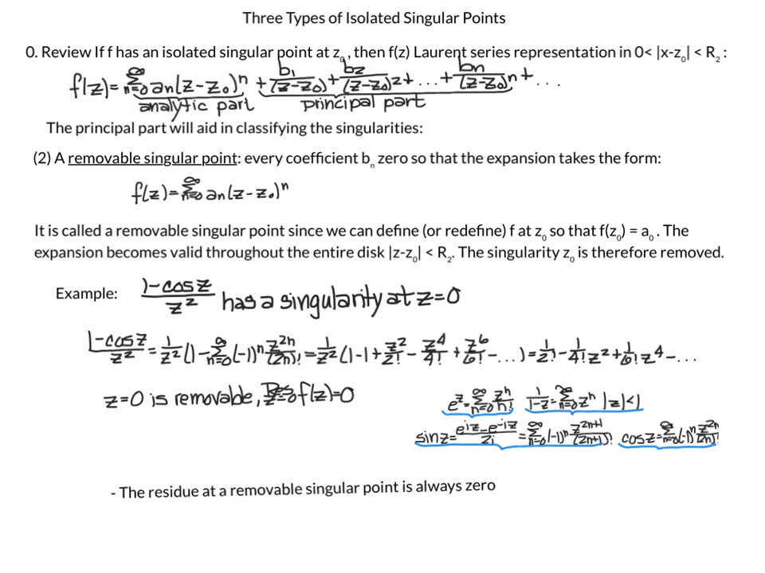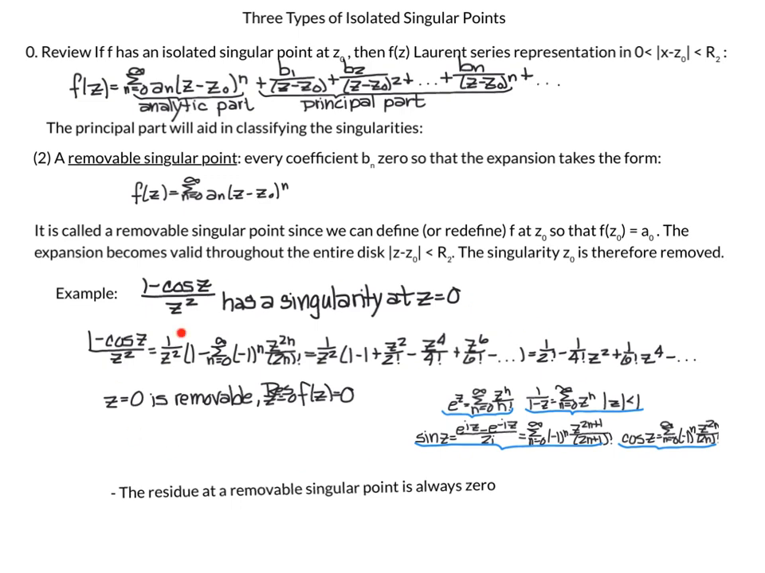Another point, no pun intended, is that a removable singularity is called removable since we can define or redefine f at z naught so that f of z naught is equal to some value a naught. Hopefully it's equal to the limit of f of z as z approaches z naught. Then the expansion becomes valid throughout the entire disk, and the singularity z naught is therefore removed.